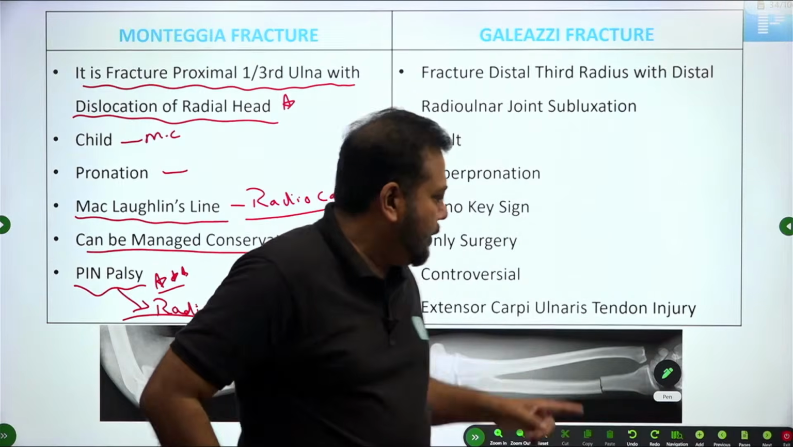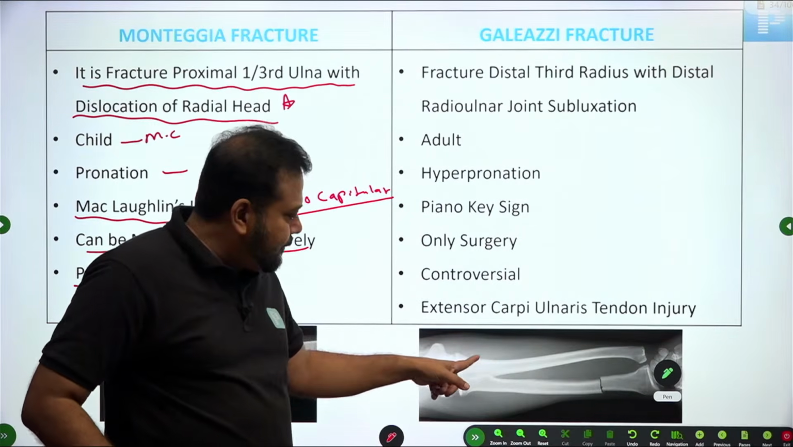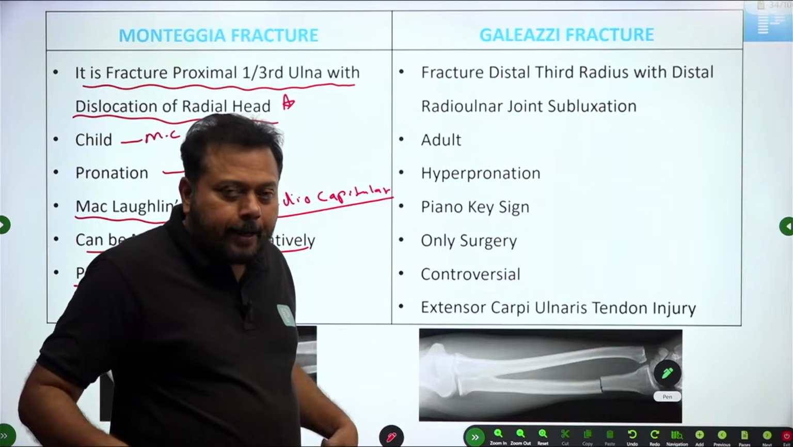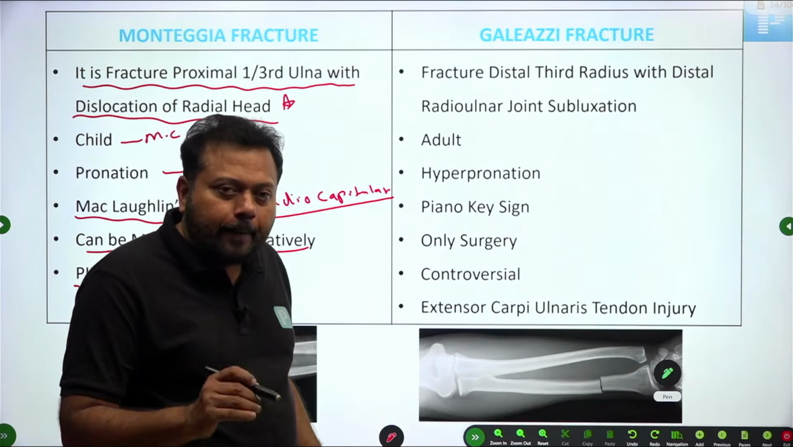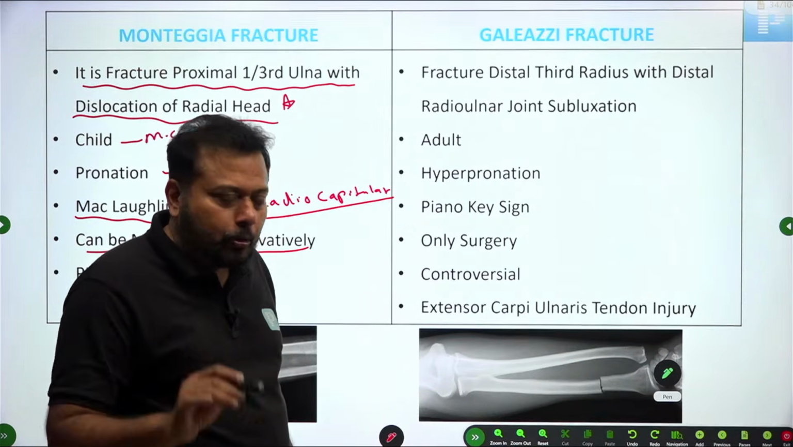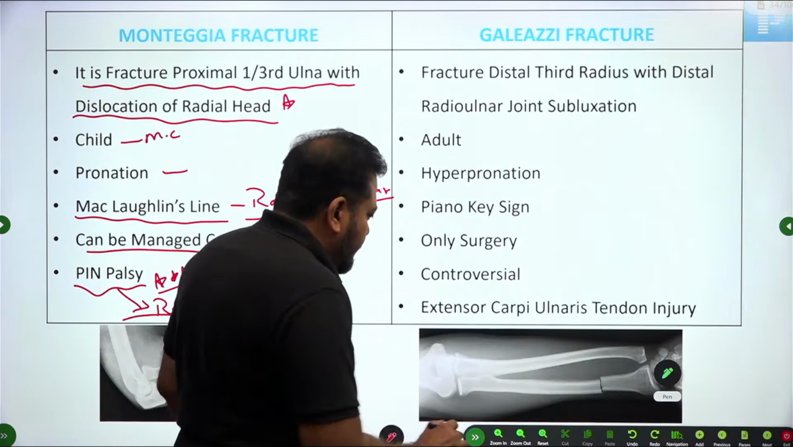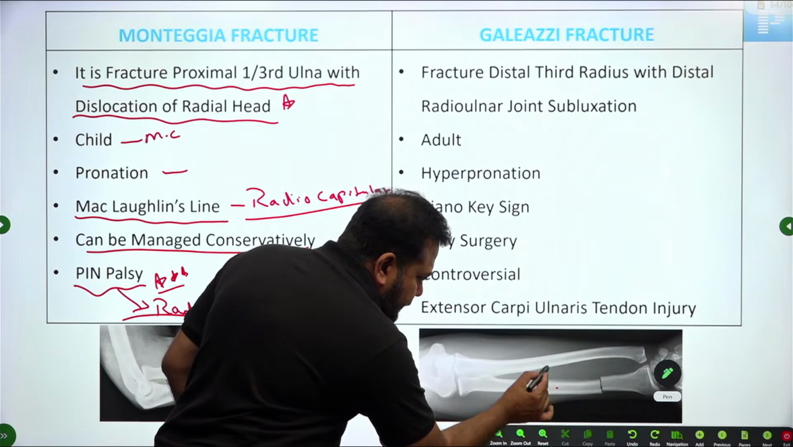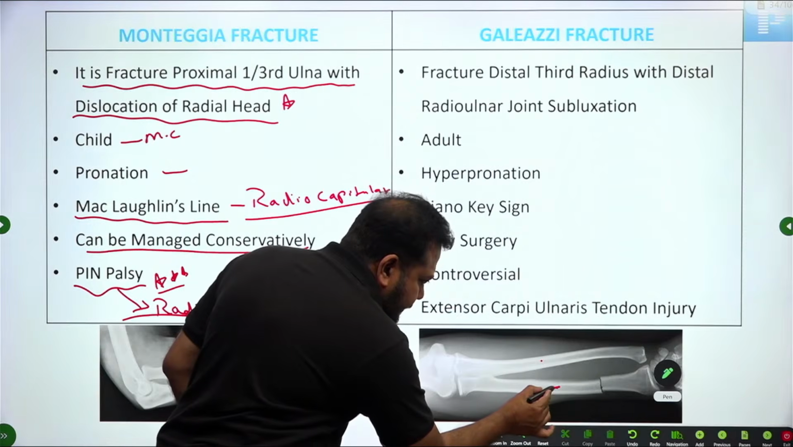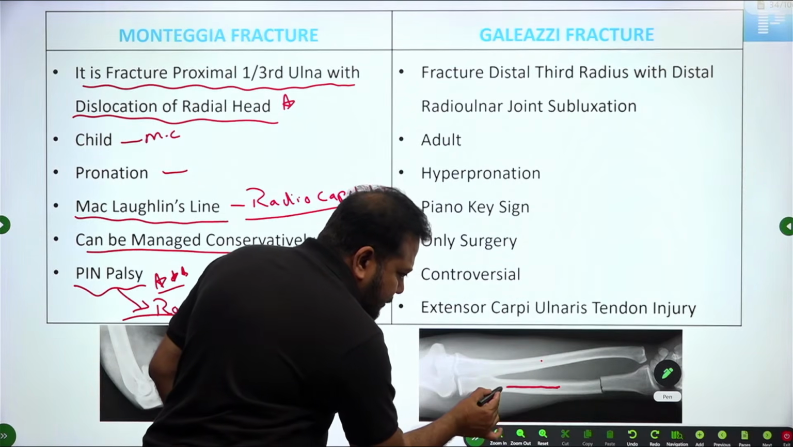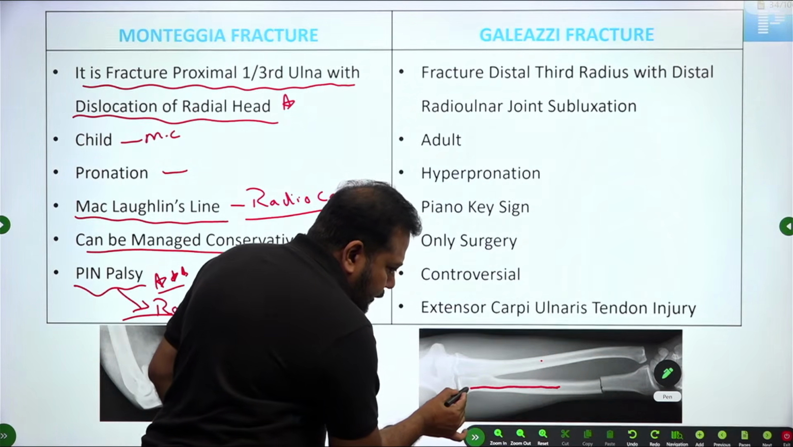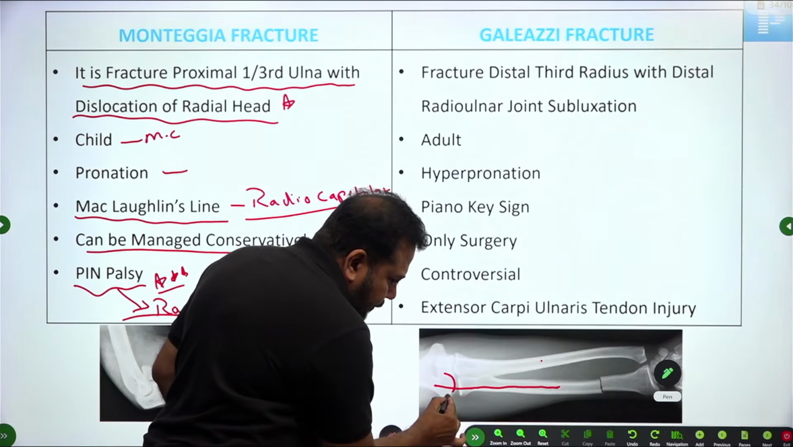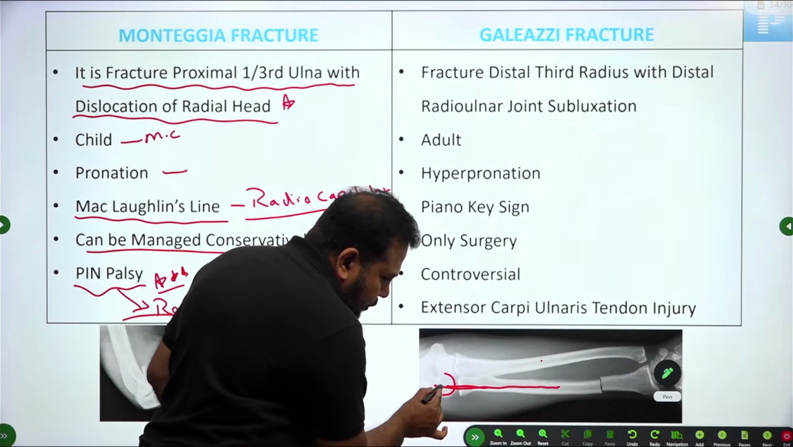Very simple. You look at this X-ray. This is not an X-ray of Monteggia. This is an X-ray of Galeazzi. What is this radiocapitular? You just draw. This is radius. This is ulna. Along the middle axis of the radius, draw a straight line. This will go and cut the capitulum. This portion of the humerus is called capitulum. So this will go and cut the capitulum.